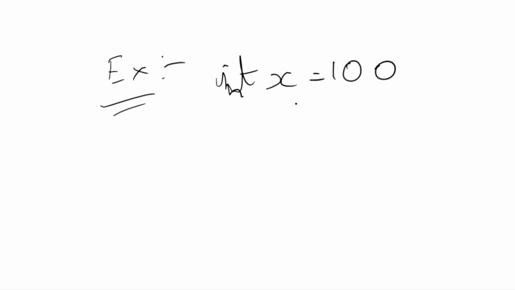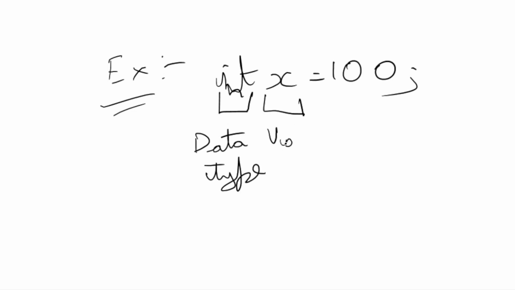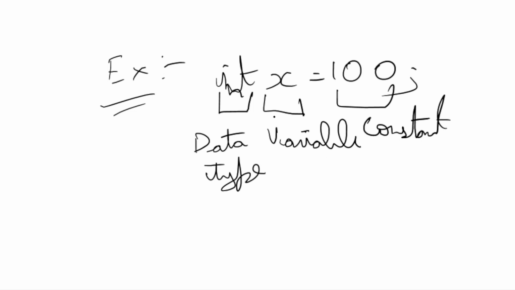We can also assign values to a variable at the time when the variable is declared. For example, int x equal to 100. Int is your data type, x is your variable, and 100 is your constant. So in the integer data type I am declaring a variable x with the constant 100.